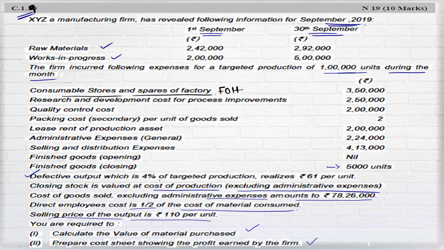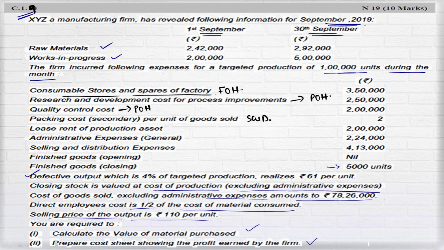Research and development cost. It is the production overhead forming part of production. Administrative overhead forming part of production. Quality control cost, again same. Packing cost. Selling and distribution overhead.